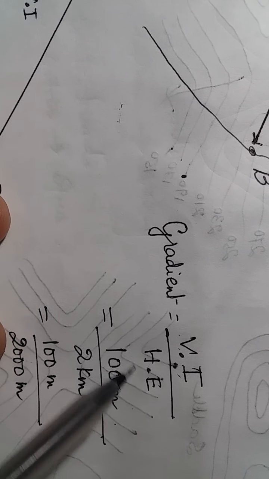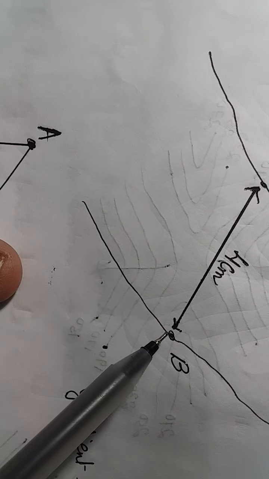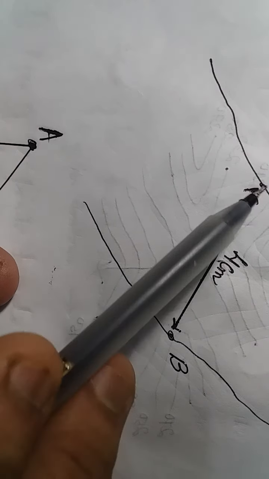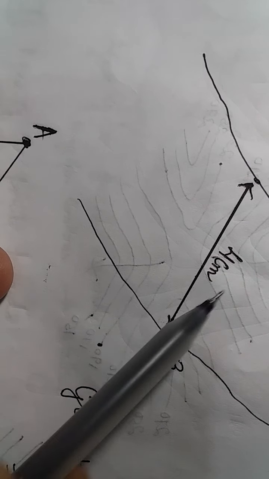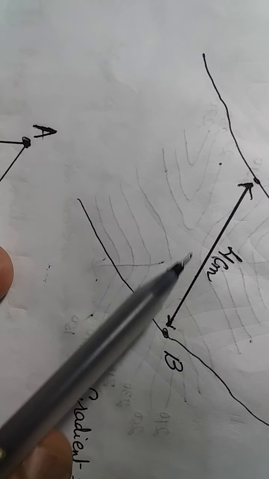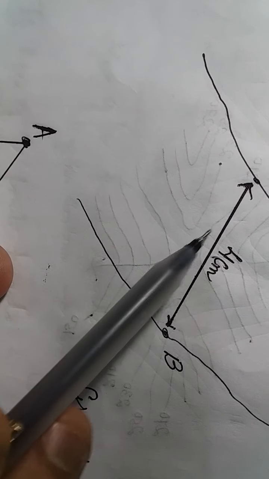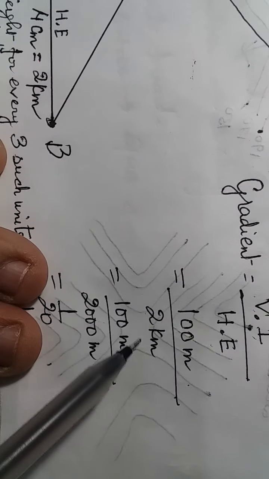HE is the horizontal equivalent. So we have calculated the horizontal distance between these 2 points A and B. This 4 centimeter is the map distance and we will convert it into ground distance. So after converting into ground distance, it will be 2 kilometers.